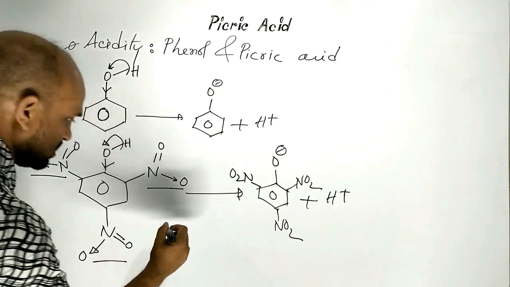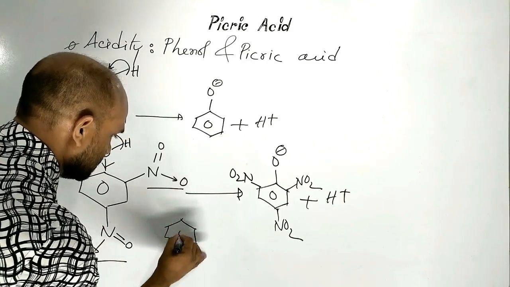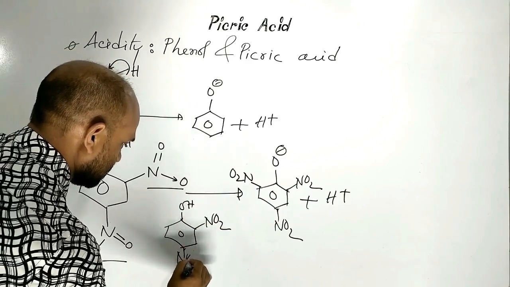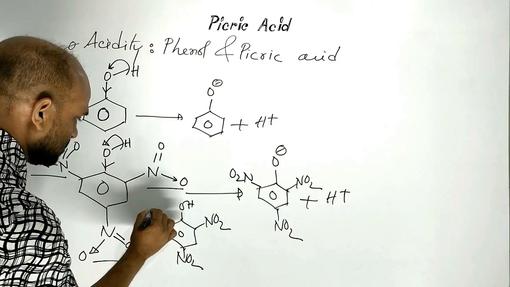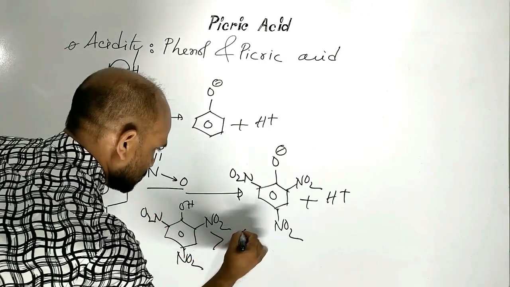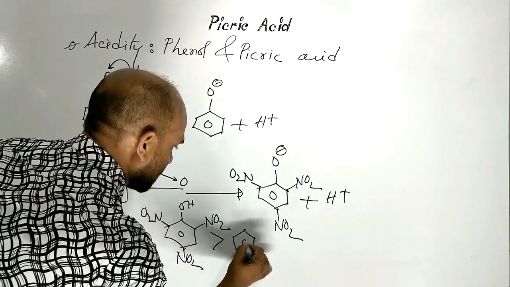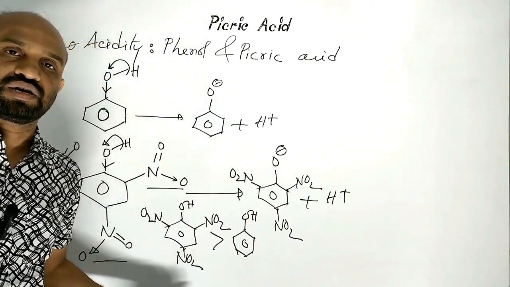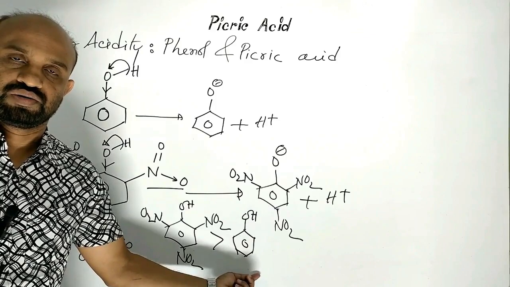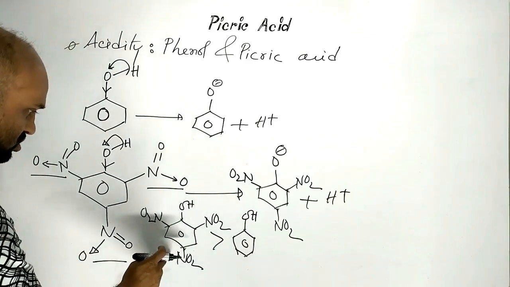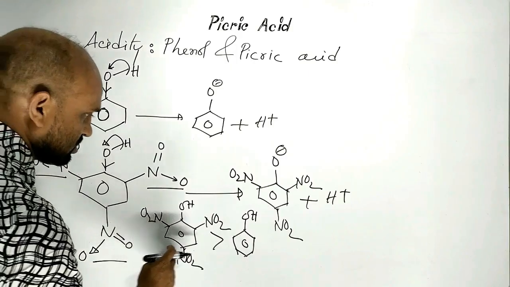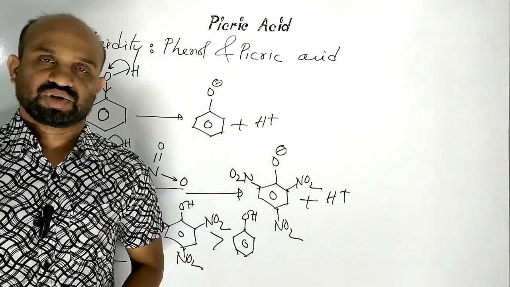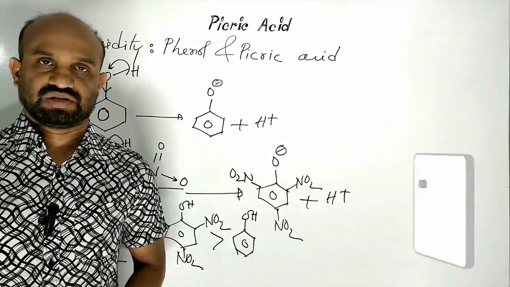That is why picric acid is almost 12 times more acidic than phenol. Picric acid is 12 times more acidic than phenol. This is about acidity comparison between phenol and picric acid.